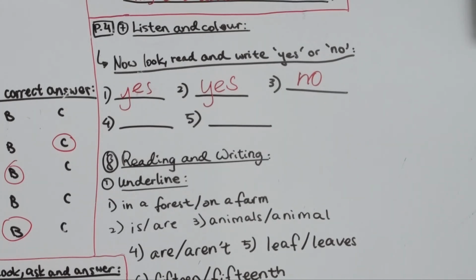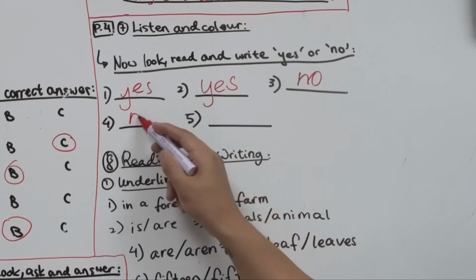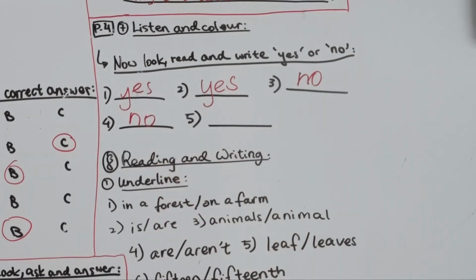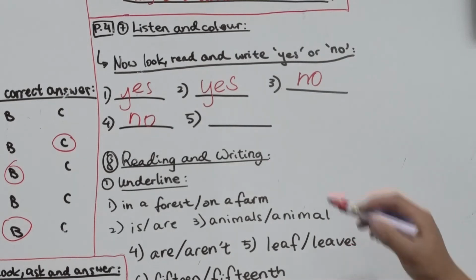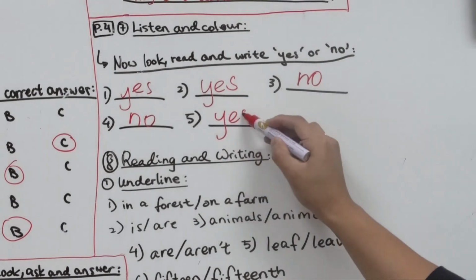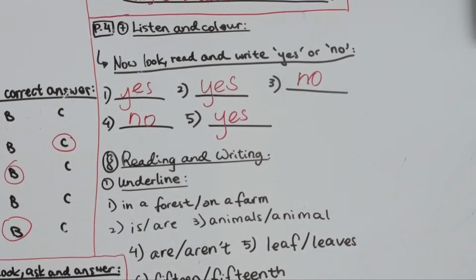No. No, the snail is on the table. Question number 5. The turtle is purple. Yes, we have a purple turtle. Yes, it rhymes, right? Purple turtle.